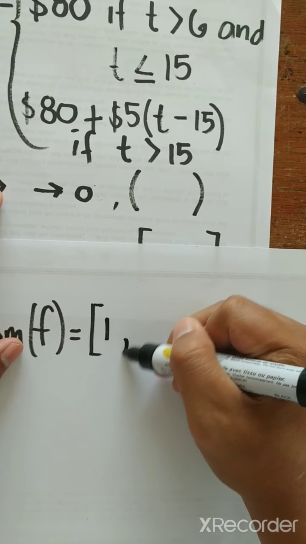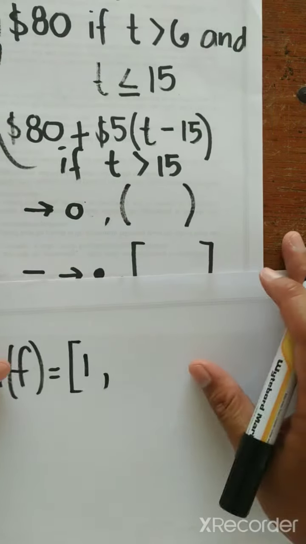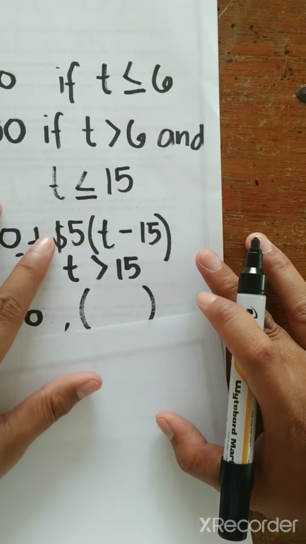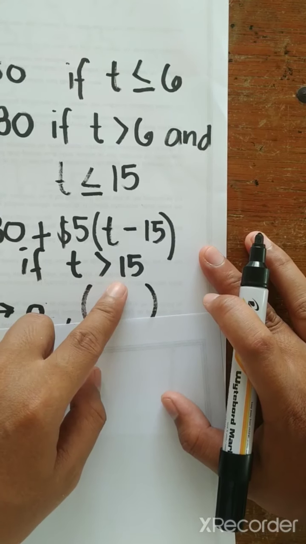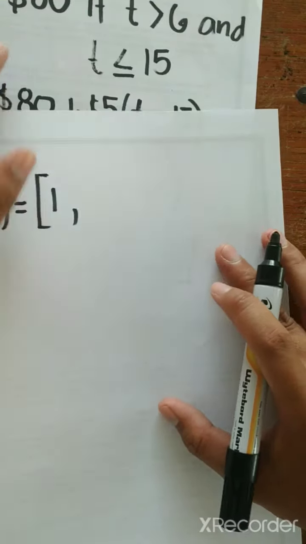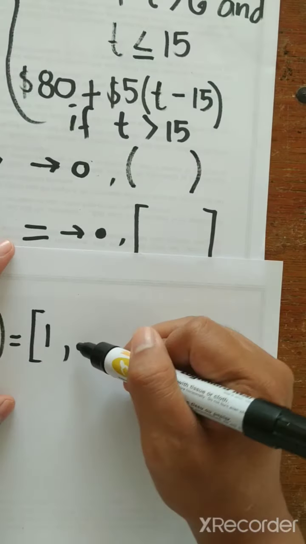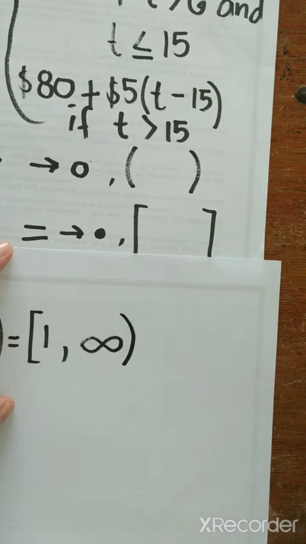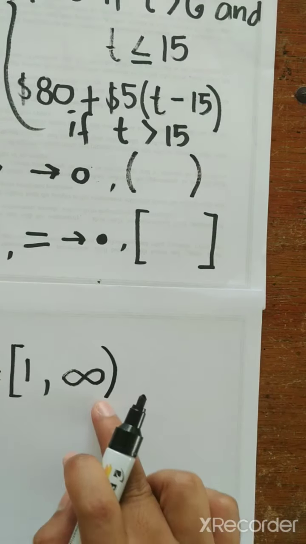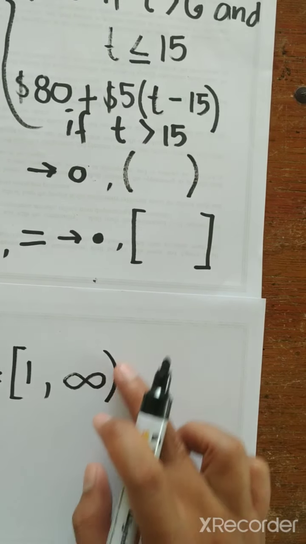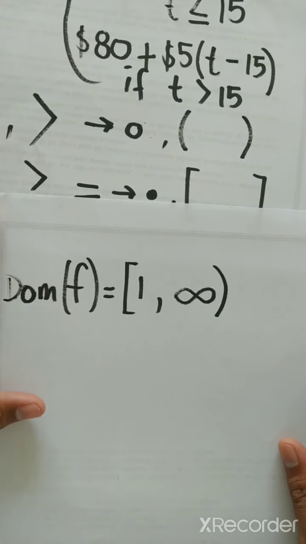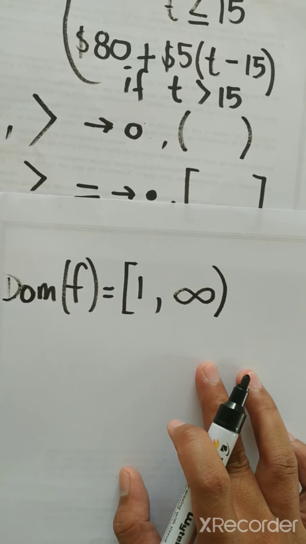So we'll have 1, and we'll have a comma. The greatest one is, what is the maximum time that could be? So we have over 15, so it could be 16 and so on and so forth. So we'll have positive infinity, and we'll have a parenthesis for that because it is greater than. Okay, so this will be our domain, and that's it.